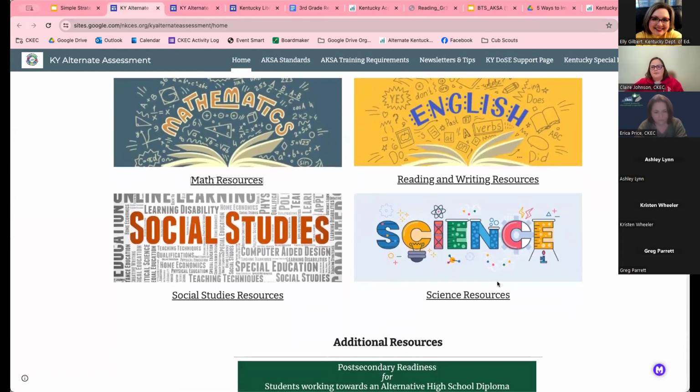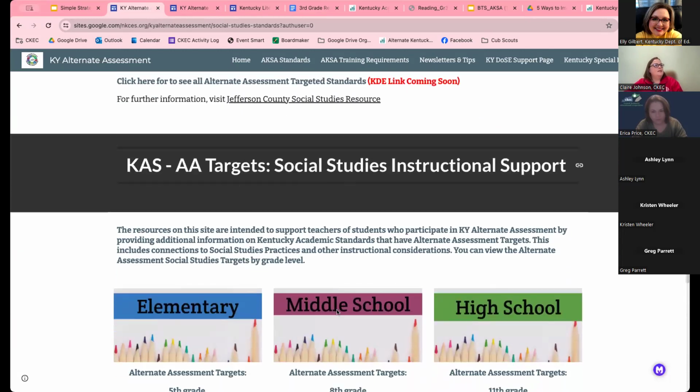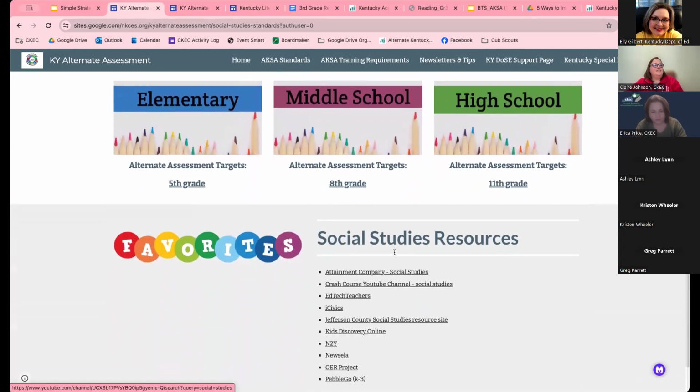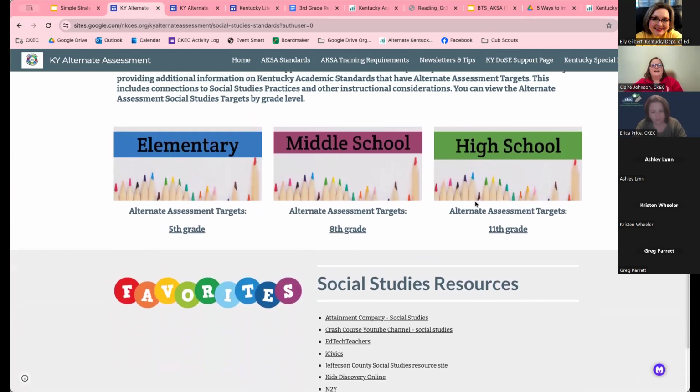And of course, you may have seen a few minutes ago that science, we're getting new standards next year, but for the time being, the resources are here for them. So let's see here. Again, just different resources for them to click on, different ways for them to understand the targets. So social studies is only assessed these 3 times. So you see a lot less on this page than you did for, say, reading.